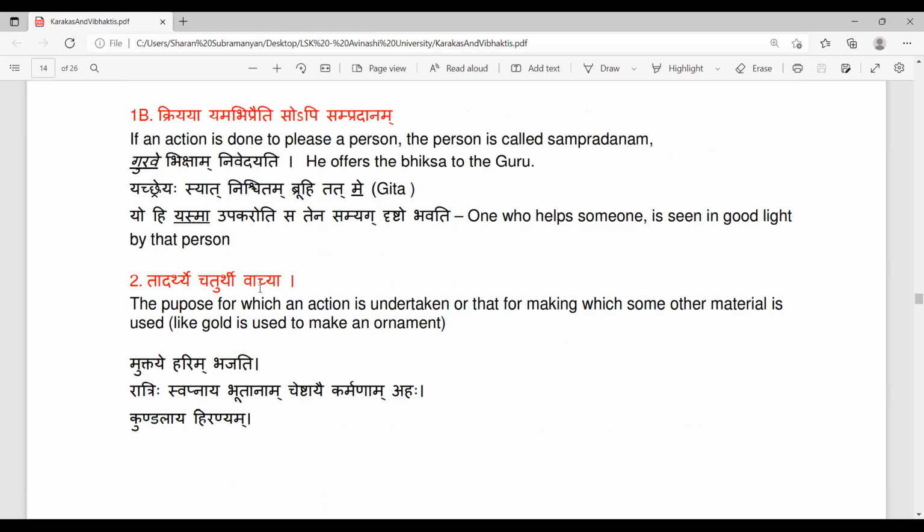Tadarthe Chaturthi. Here Chaturthi Vibhakti is assigned for the purpose for which an action is undertaken. This is not Sampradana, but still Chaturthi Vibhakti is assigned. Therefore, in this sutra Tadarthe Chaturthi, it is not Karaka Sagnya, but Chaturthi Vibhakti is assigned for the purpose of an action, a kriya.